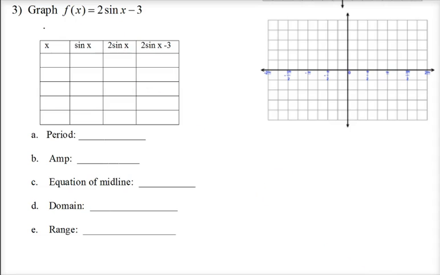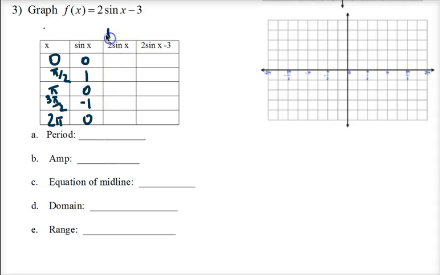Okay. Last but not least, we'll take a look at this function. Okay, and fill in my radians. 0, pi over 2, pi, 3 pi over 2, and 2 pi. Okay. My sine values are typically 0, 1, 0, -1, and 0.